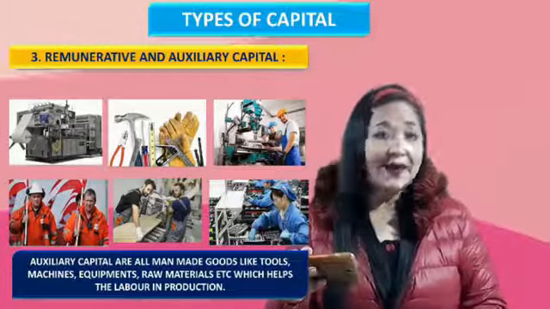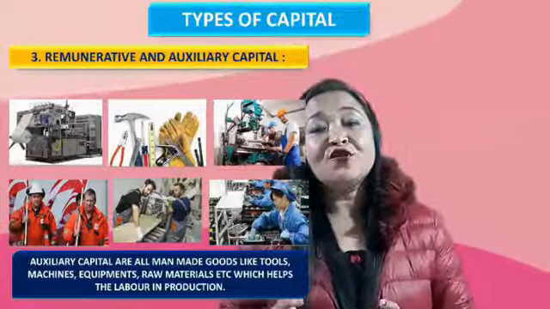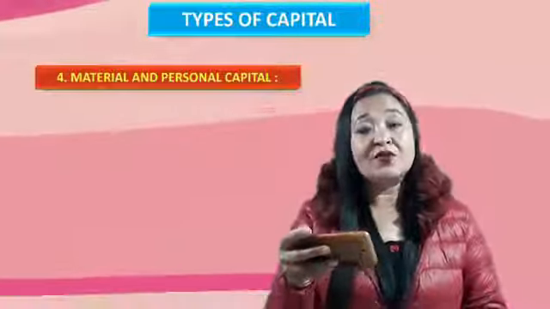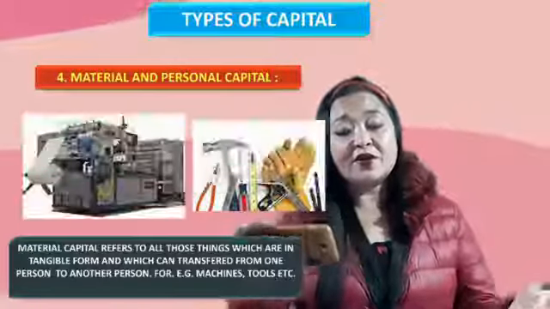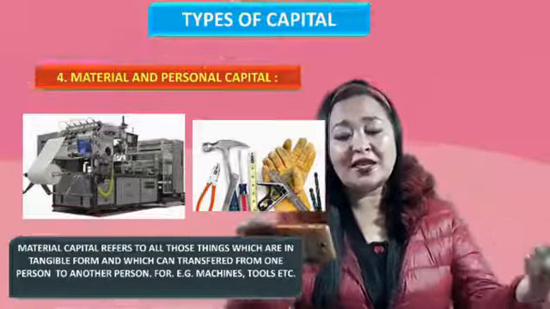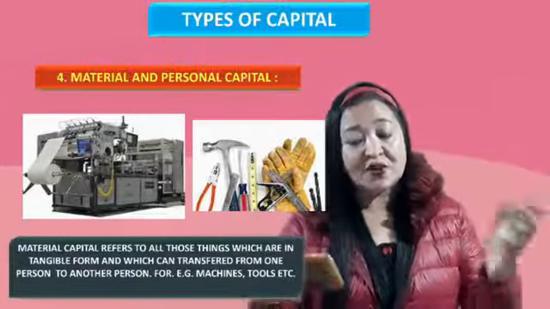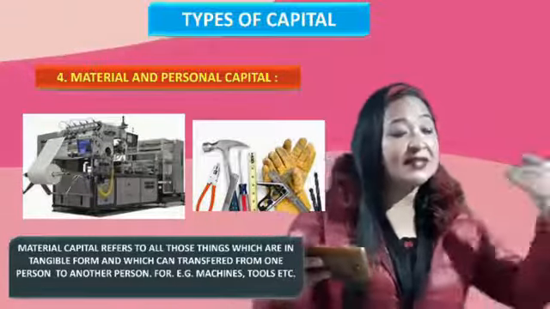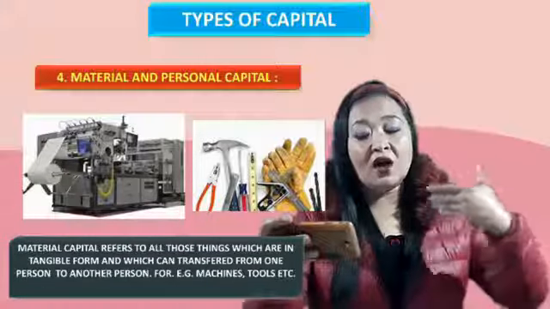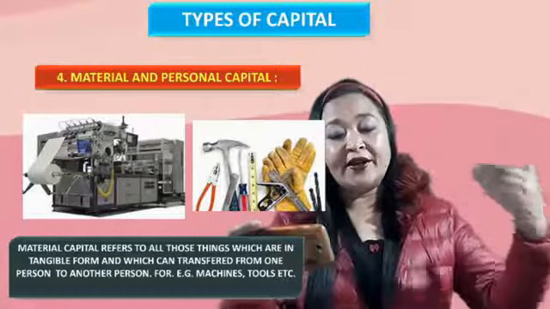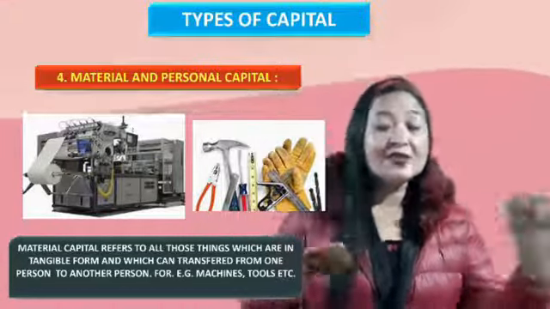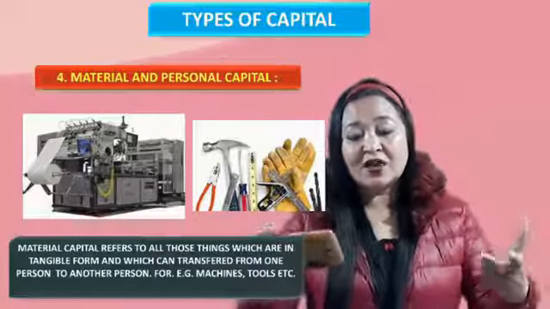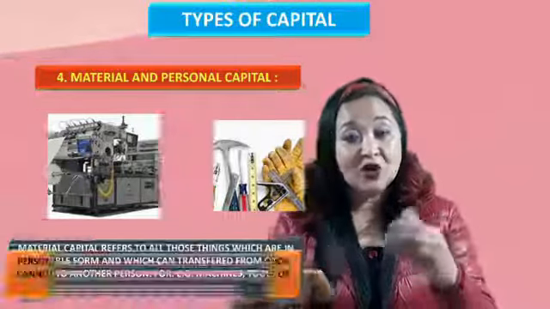Such kind of capital which helps the labor in the production process is called auxiliary capital. Well, the next kind of capital is the material capital and personal capital. Now what is material capital then? Material capital refers to all those things which are tangible in form. Tangible in form means those things which can be seen, which can be touched, and which can be transferred from one place to another place, or from one person to another person. All those tangible things which you can see and touch are called material capital.